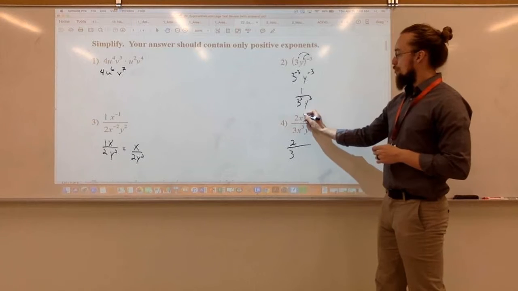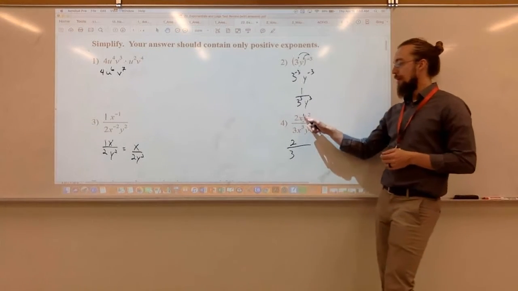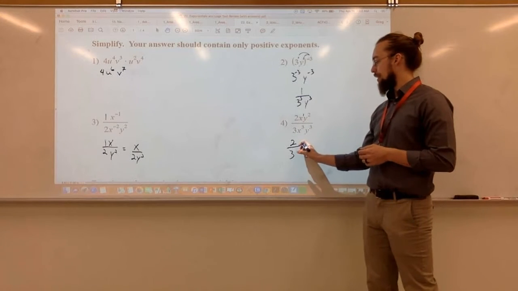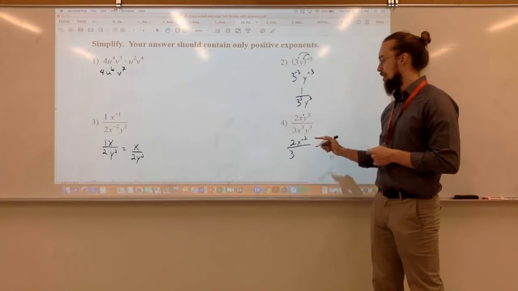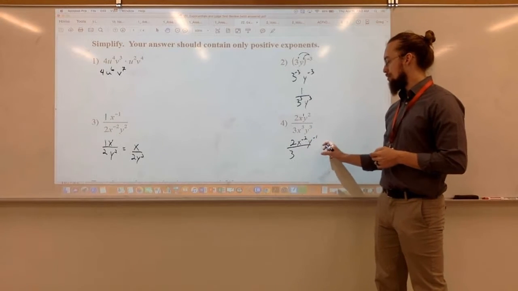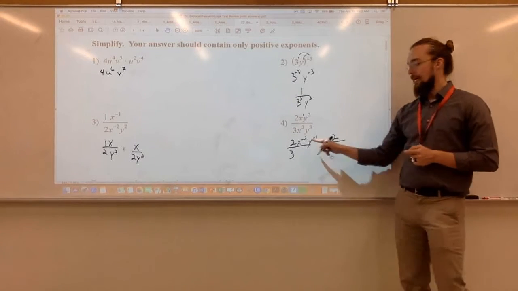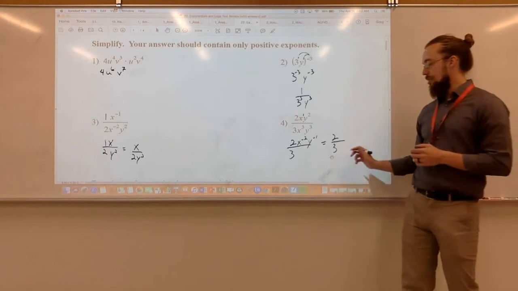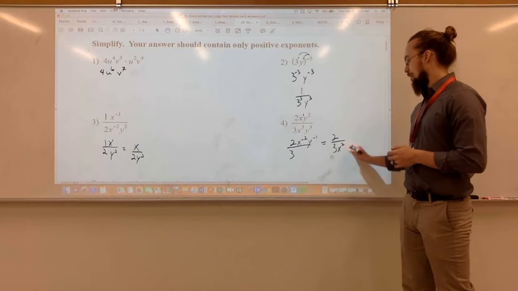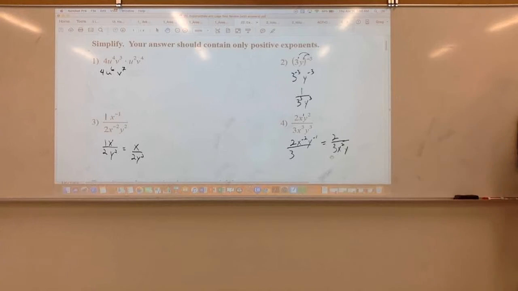Then I've got x to the 1st over x cubed. So if I do this subtraction, 1 minus 3 would be negative 2. So I would get x to the negative 2nd. And 2 minus 3 would be the negative 1st. Well, since both of those exponents are negative, I can take them to the denominator and write this as x squared times y to the 1st in the denominator.